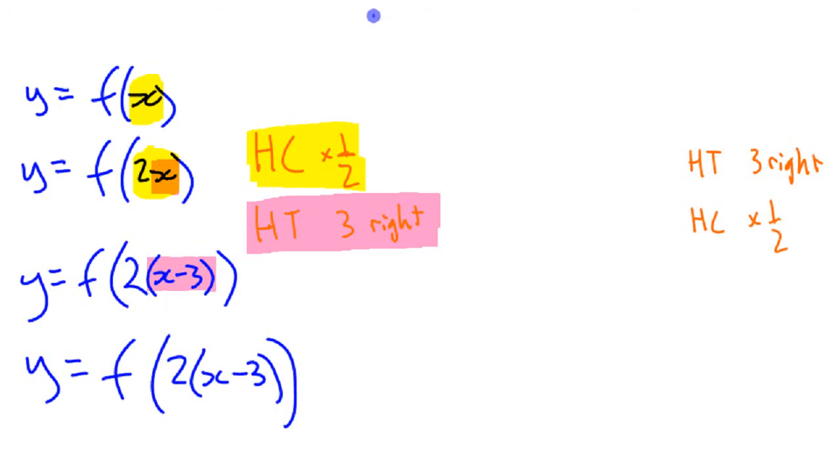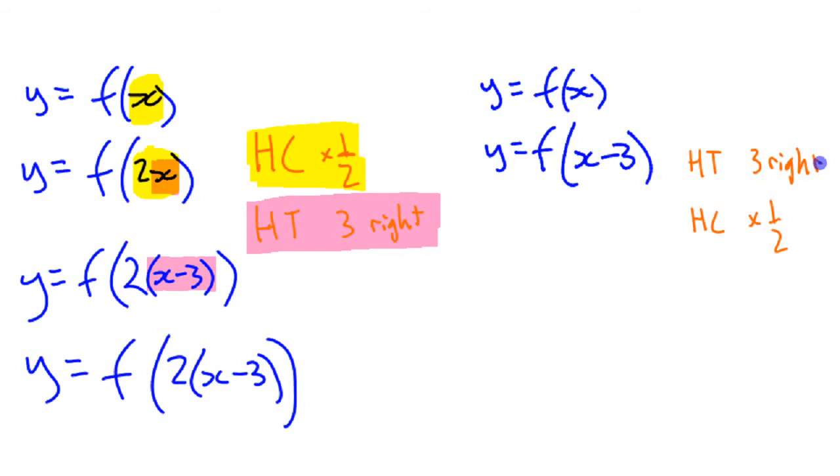Now the other way around here, if we start with f of x and we change this to f of (x - 3), because we're first doing the translation here. So first we're replacing x with x minus 3 to cause that to happen. Now we're going to do the other one here. Now we're going to replace this x with 2x.